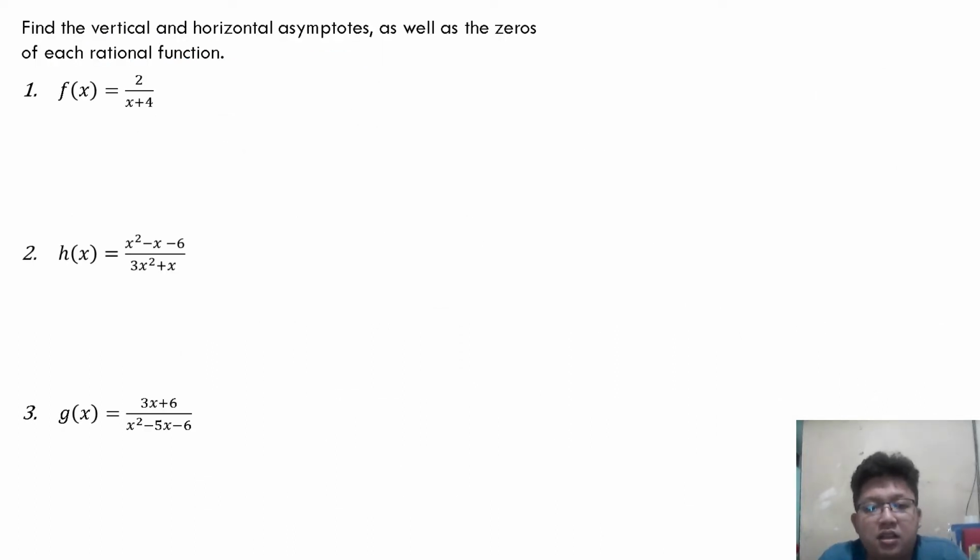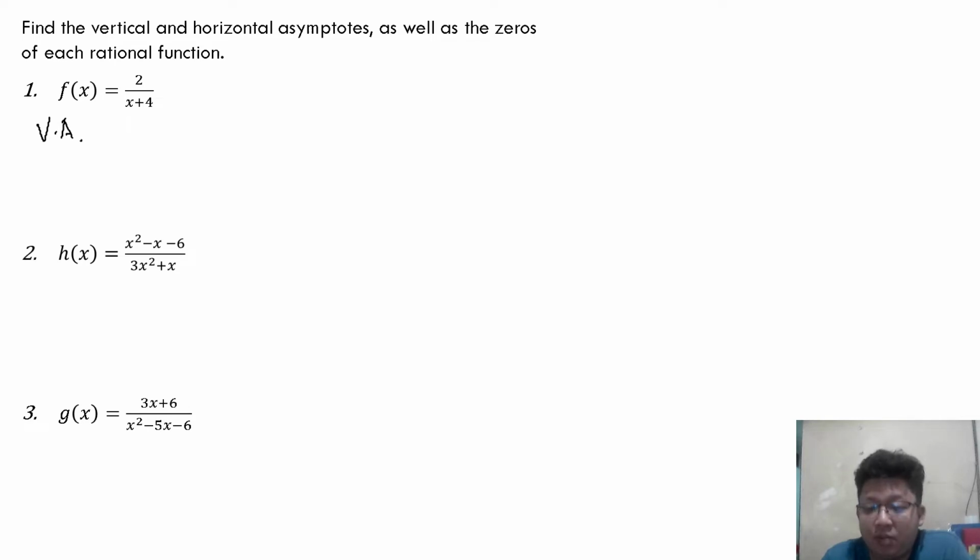For this slide, class, we're going to find the vertical and horizontal asymptotes as well as the zeros of the rational function. When we say asymptotes, these are lines in a Cartesian plane that will not be touched by the given function. No matter how many functions or illustrations or graphs, these are invisible lines that will never be touched. Now, let's try to find the vertical asymptote.